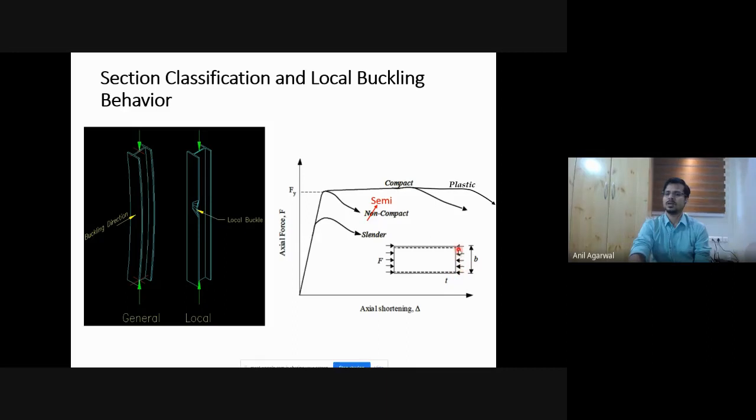But the code also gives you a way out. What it says is that, okay, if you have got B by T equal to 15, but you can use only up to B by T equal to 10, what you can do is take only sufficient width of this plate so that the width you take into account divided by T remains up to 10. And you discard the remaining width of the plate and ignore it as if it was not there.